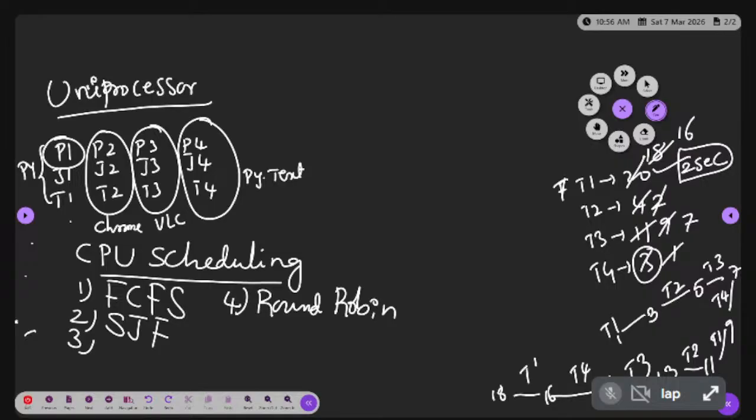Here T1, such that round robin, T1, T2, T3, T4. In the next phase, there is no T2. T2 is already over. Once his task is over, he leaves this room. So that is round robin. And one more scheduling algorithm, along with these three, one more.